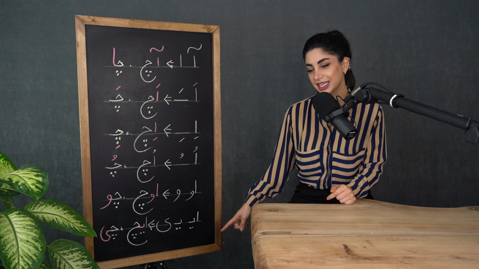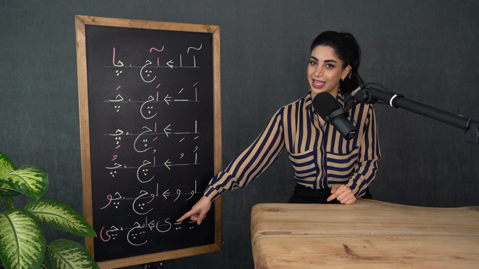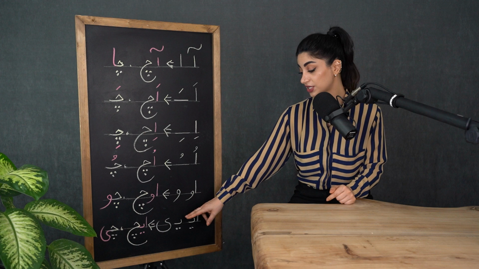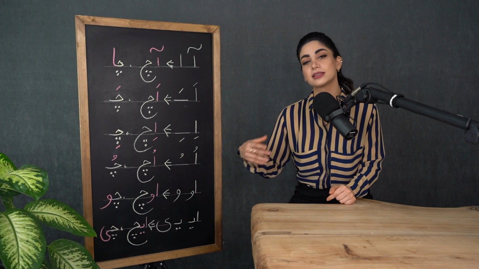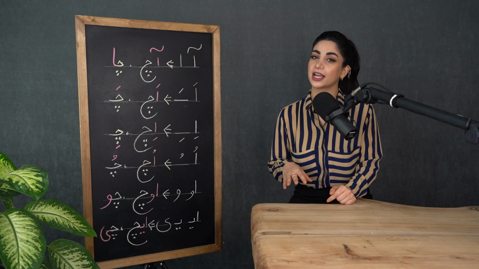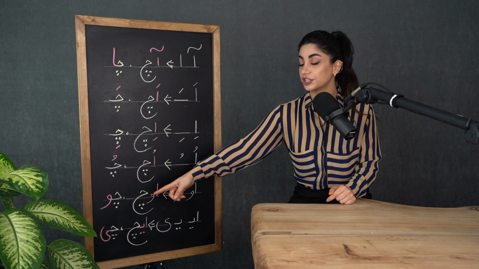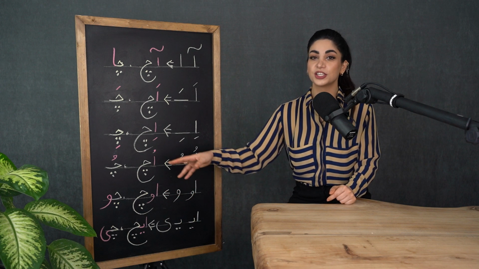The tricky one, E, comes in very different looks: at the beginning, in the middle, and at the end. This one attaches from both sides. This one sometimes attaches, sometimes doesn't. Each, chi, each, chi.